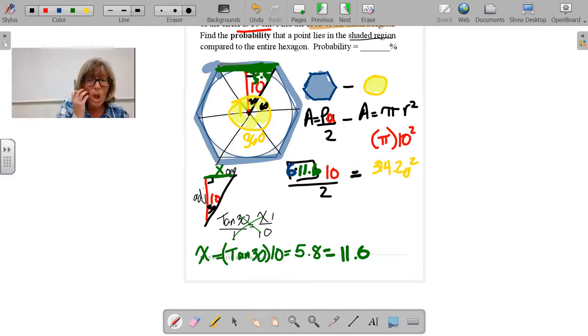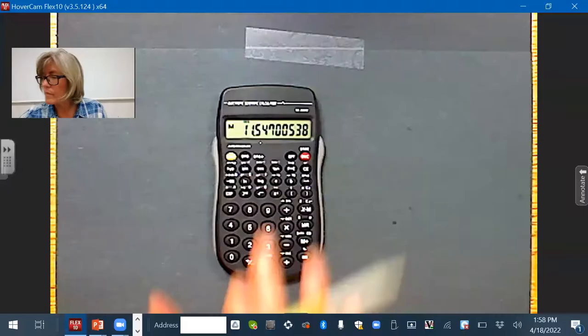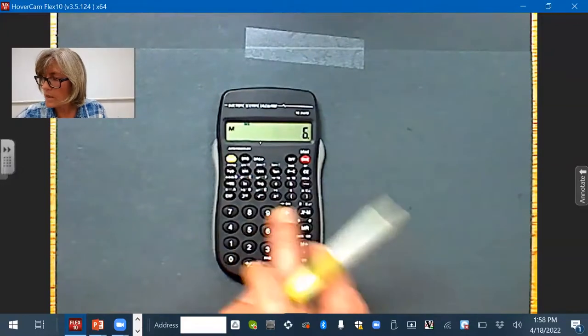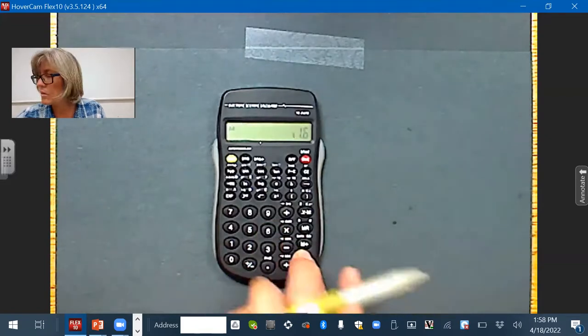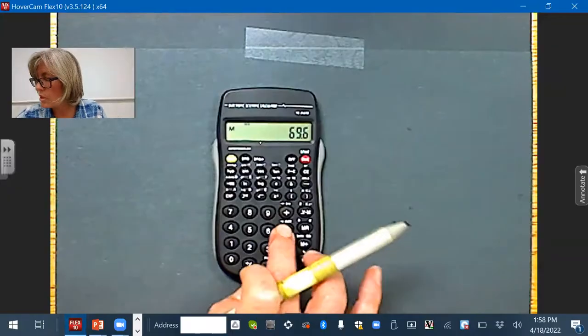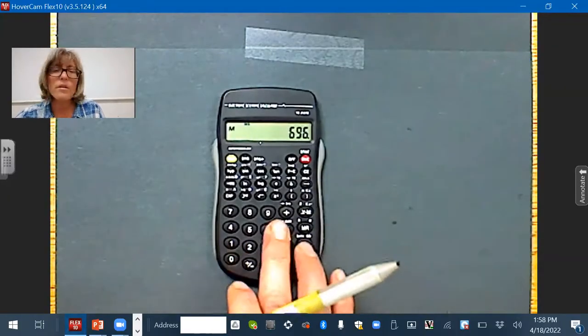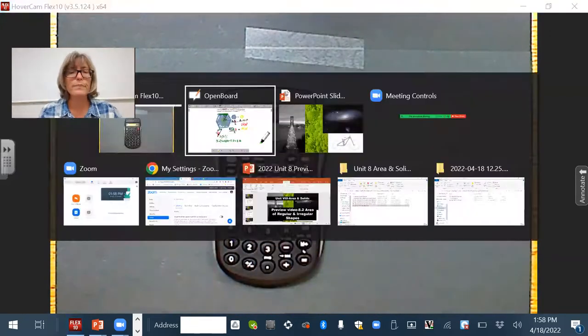So our total area of our hexagon is going to be 6 times 11.6 times our apothem 10 divided by 2. 6 sides times 11.6 times our apothem, which is 10, divided by 2. And I get 348.